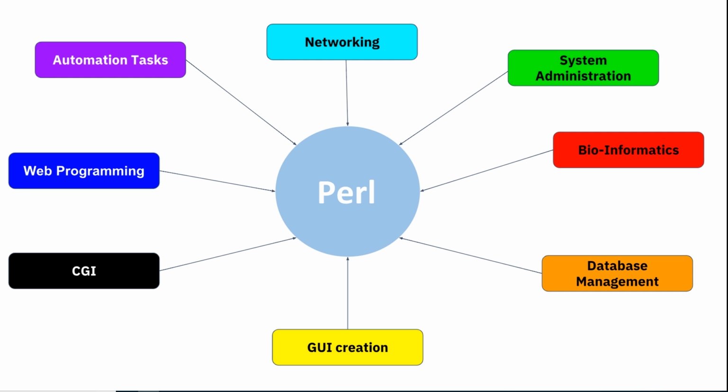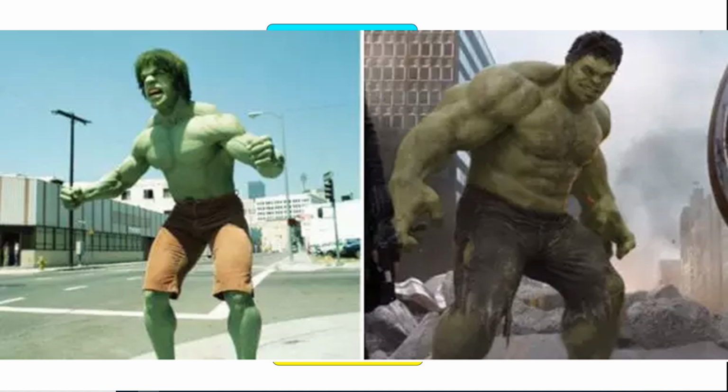Due to this reason, Perl has become a popular language used in web development, networking, and bioinformatics too. Apart from all that, Perl can be used for CGI programming.